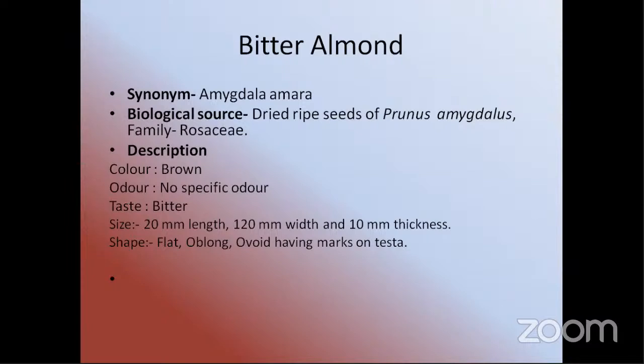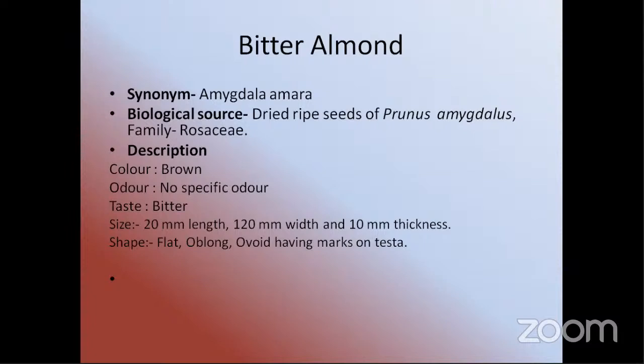There is also another variety of almond which is known as the sweet almond, and the scientific name for sweet almond is Prunus communis. Next is the macroscopical characteristic, color. The bitter almond seeds are mainly brownish in color, odorless, bitter in taste, about 20 millimeter in length, 120 to 125 millimeter width, and 10 millimeter thickness. It is somewhat flattened or oblong in shape.